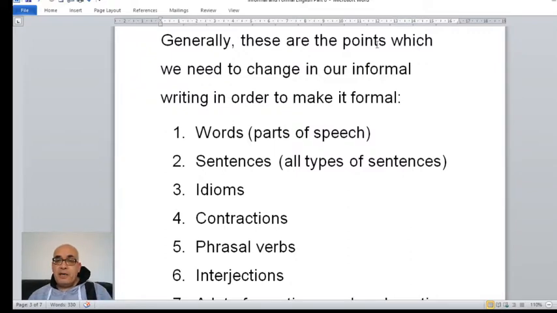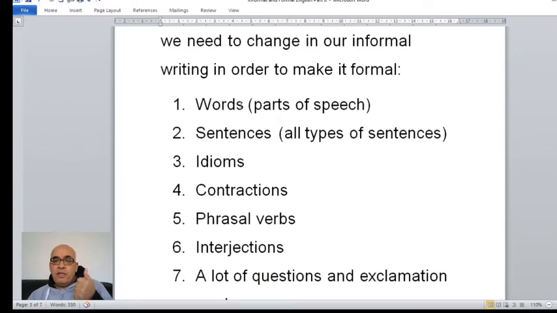Generally, these are the points which we need to change in our informal writing or speaking to make it formal. So if you have informal sentences, how do you make them formal? Number one, change the words. If the words are informal, make them formal. Change sentences. If sentences are simple, make them compound or complex.